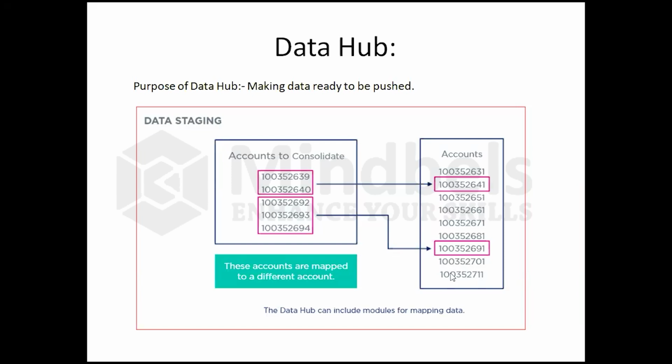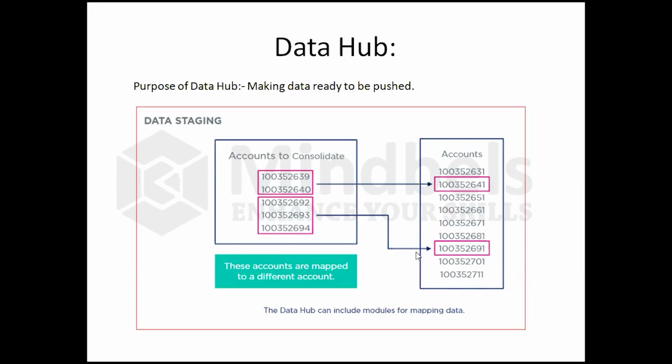That can be done in both cases, directly in the data hub and in the spoke also. So the major benefit is a single source. You have all your data compiled in one place only. You do not need multiple source systems. From everywhere, we will have all the data in the data hub only. Now the purpose of data hub is making data ready to be pushed.